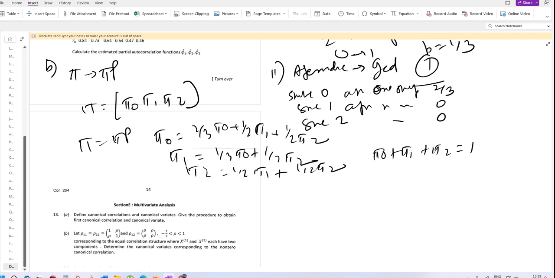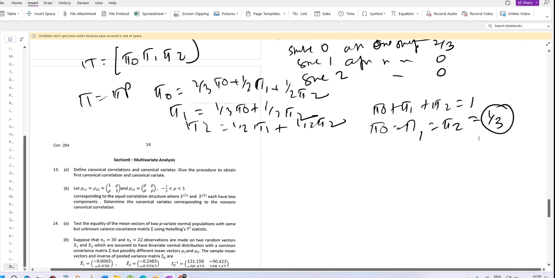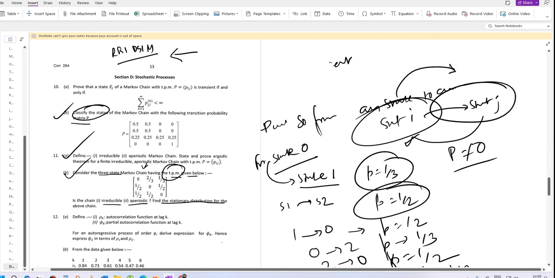Solving this system we get pi 0, pi 1 and pi 2 each equal to 1 by 3. So therefore the stationary distribution for the given Markov chain is 1/3 for all, and the probability of being at any of these three states is also 1 by 3.